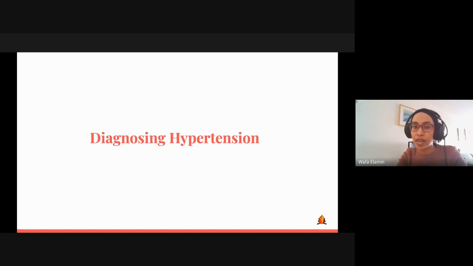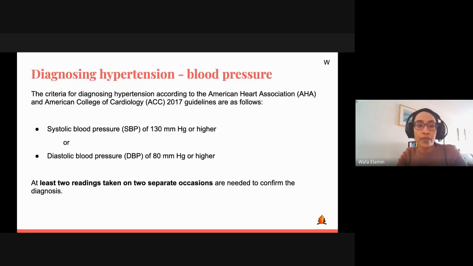So how do we diagnose hypertension? One of the easiest and most direct ways is to measure blood pressure in the body. The criteria varies depending on location, depending on individuals themselves and other comorbidities, but the standardized criteria for diagnosing hypertension by the American Heart Association and the College of Cardiology is a systolic blood pressure of 130 over a diastolic blood pressure of 80, and anything above that would be classified as hypertension.